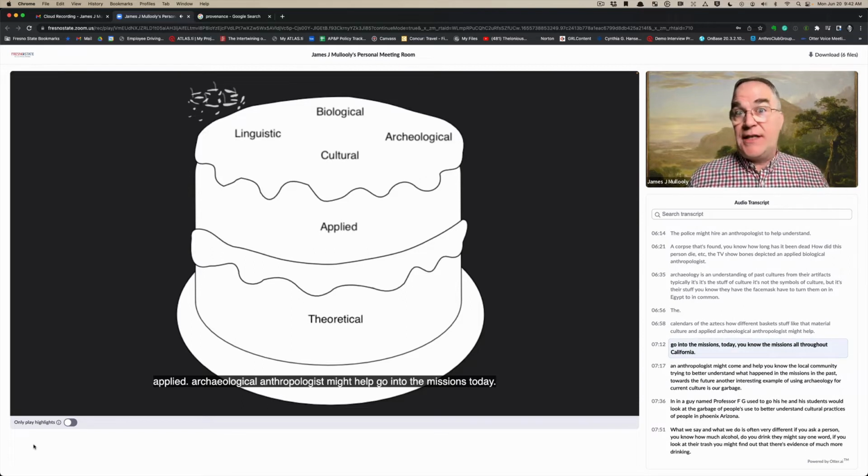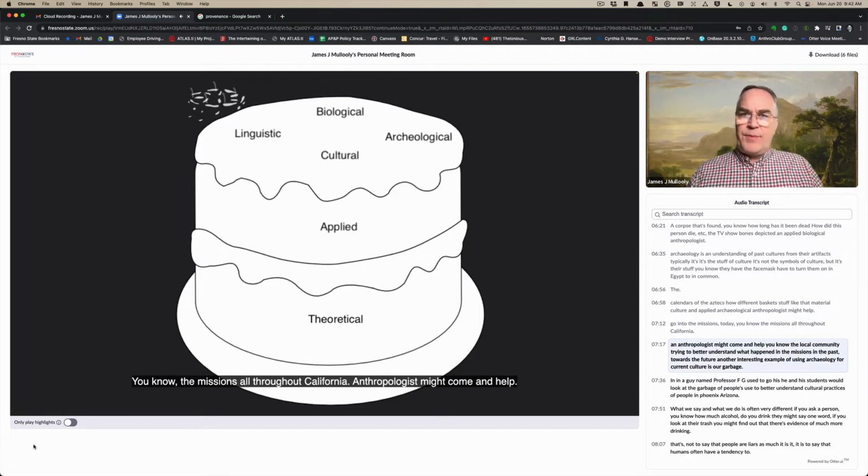An applied archaeological anthropologist might help go into the missions today. The missions all throughout California. An anthropologist might come and help the local community try to better understand what happened in the missions in the past towards the future. Another interesting example of using archaeology for current culture is our garbage.